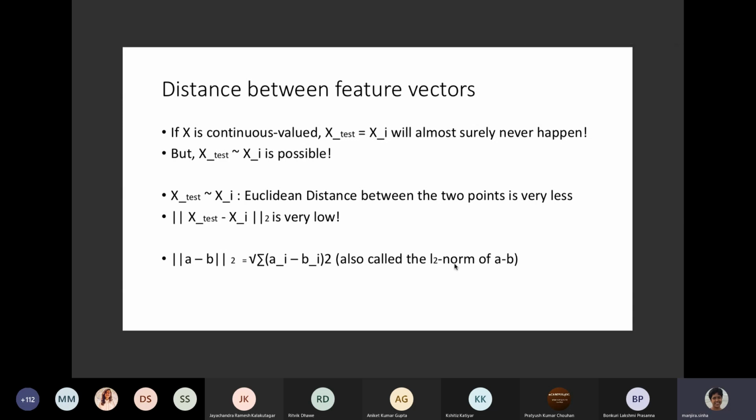Like we go from two-dimensional to three-dimensional, the logic remains the same, but instead of only x and y, in 3D we also have the z variable. So one more term will be (z2 minus z1) square, added to (x2 minus x1) square plus (y2 minus y1) square, and root over all of them. In this way, we calculate the Euclidean distance between the two feature vectors. This is also called the L2 norm of A and B.